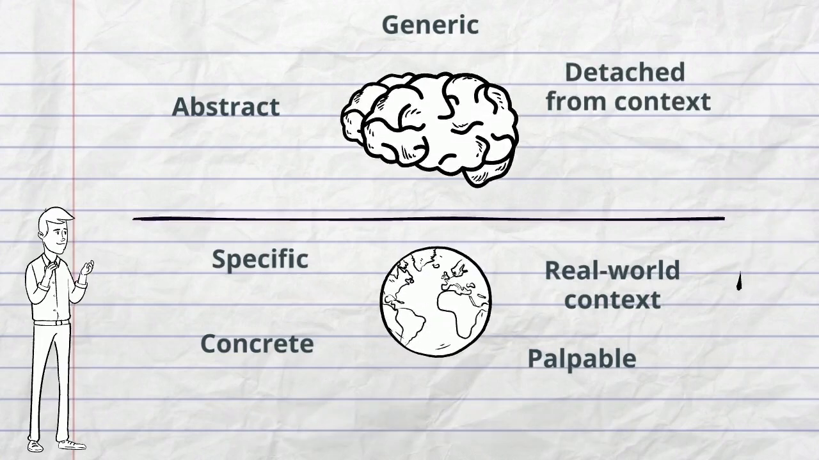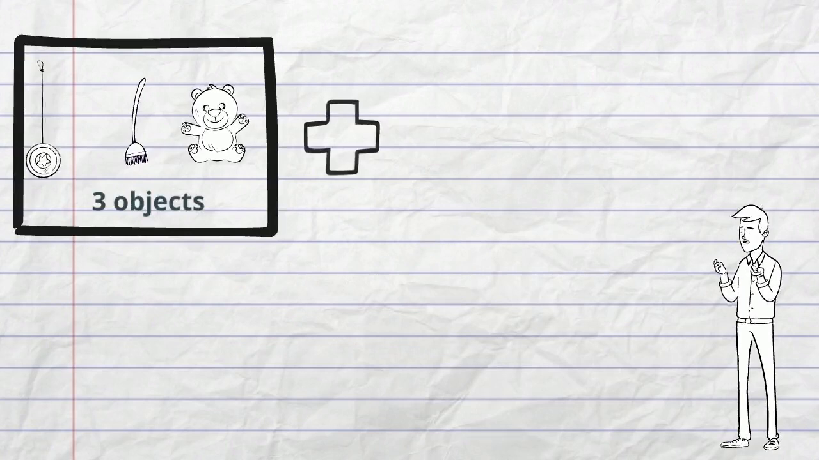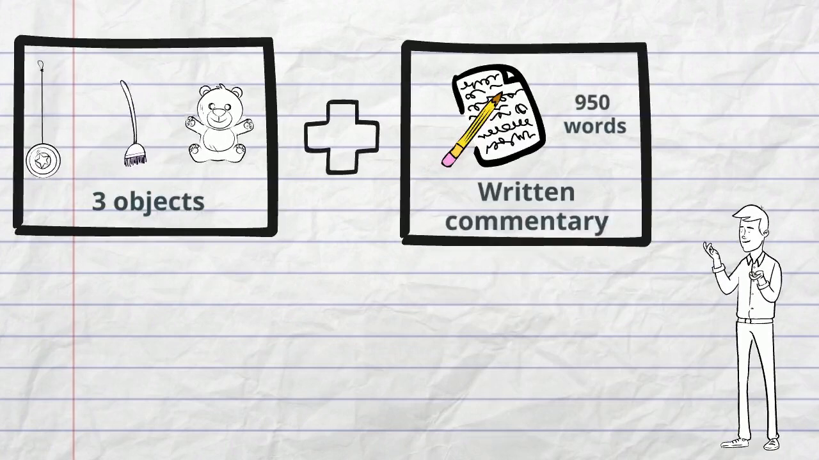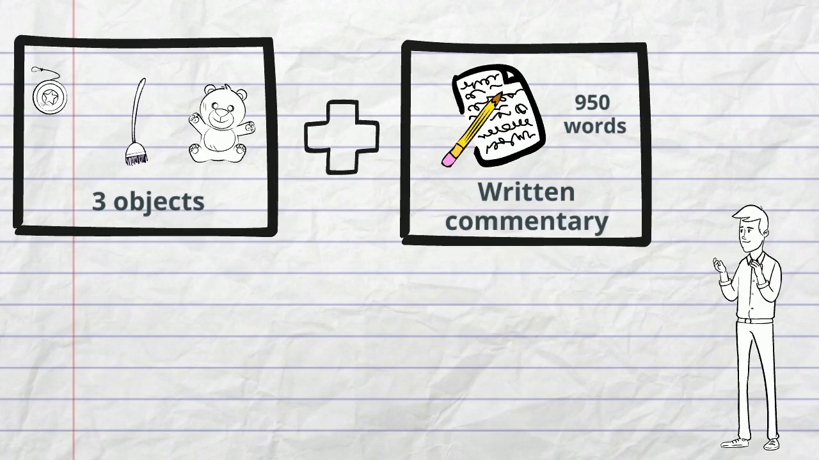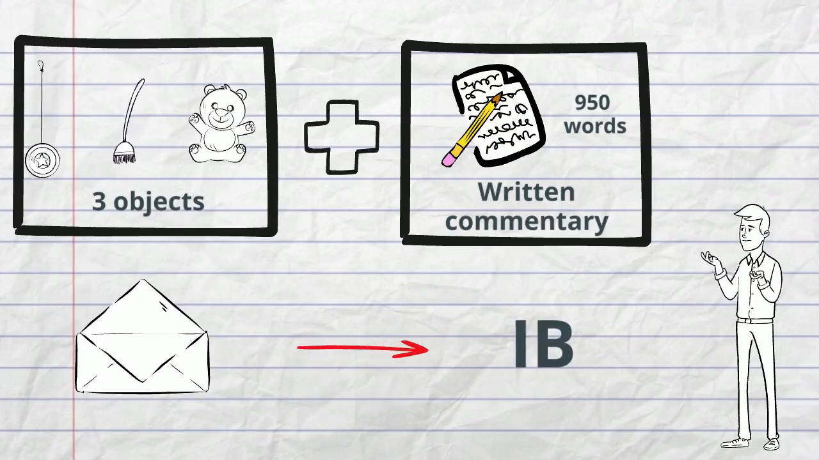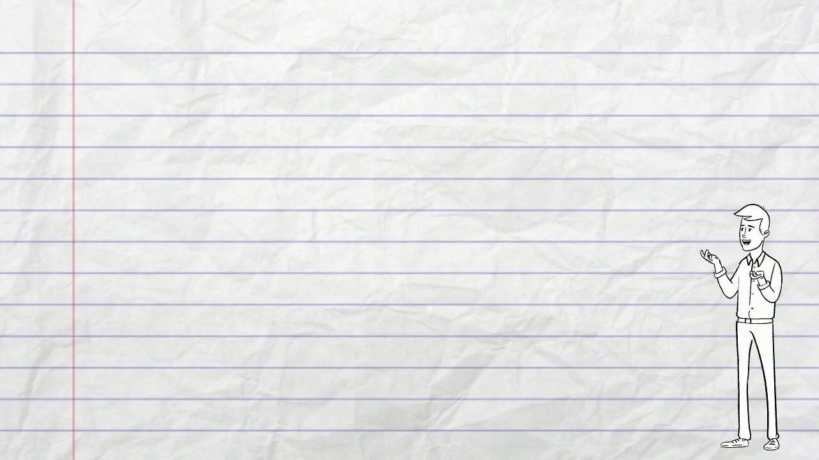Apart from the objects themselves, you have to create a written commentary of up to 950 words in total, which is approximately 300 words per object. The commentary should provide an explanation for the objects that you have selected for the exhibition. It is this written commentary, together with the images of the 3 objects, that gets sent to the IB and moderated by external examiners. Here is what you must include in the commentary for each object.